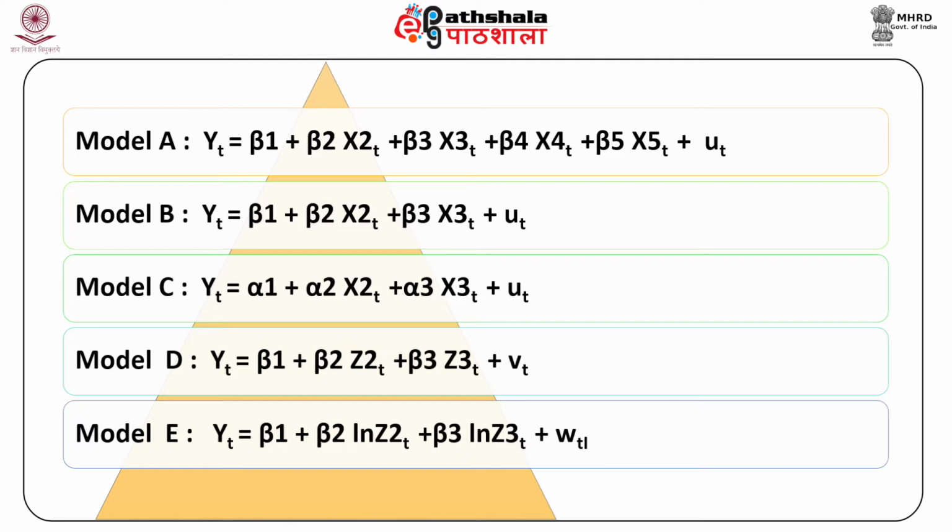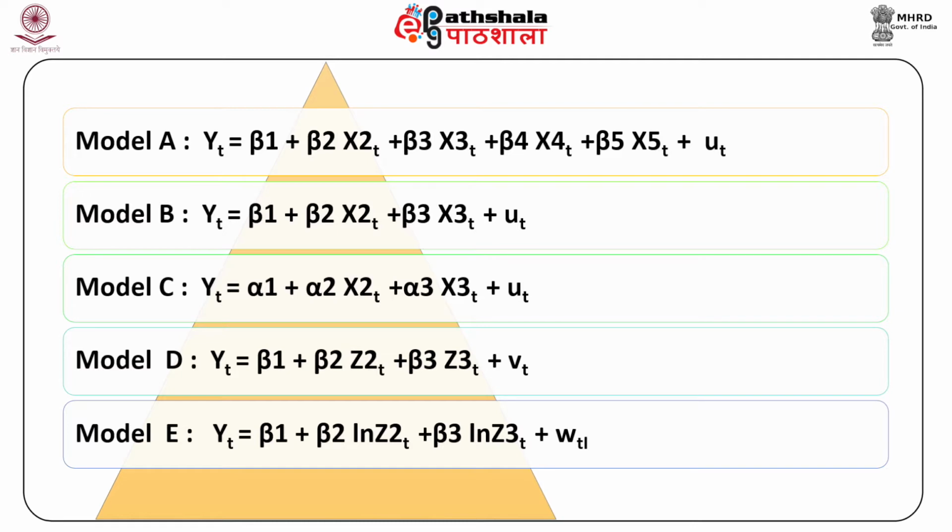In these models, Model A and Model B are nested models, as Model B can be obtained from Model A if we impose the restriction that beta 4 and beta 5 are 0. We can use a t-test to test the hypothesis that the coefficient of x5 is 0. In this sense, specification error tests are essentially tests of nested hypotheses.